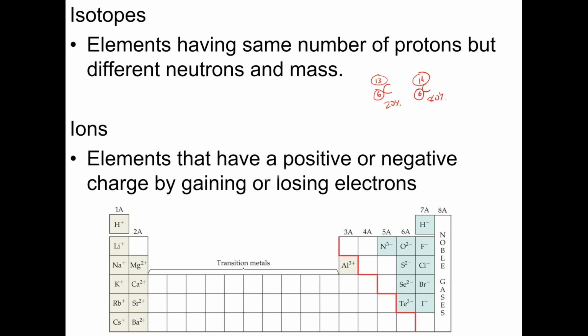Ions are basically elements that have charges. Basically, they lost or gained electrons. Protons don't change, and if they do, you have a new element. So all these elements with charges have different numbers of electrons than the neutral versions. They lost or gained them.